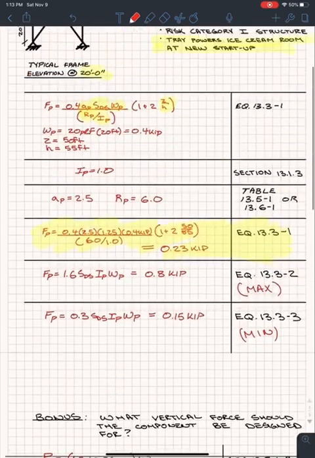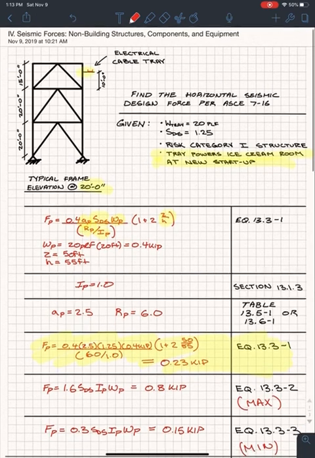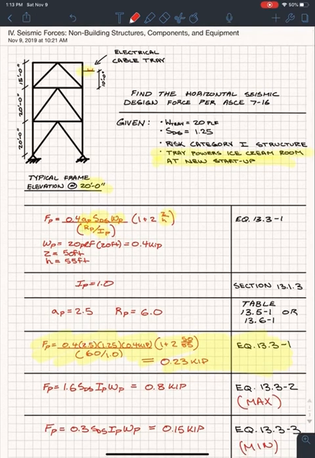And that is how you calculate the seismic load, horizontal and vertical now, on a non-structural component.